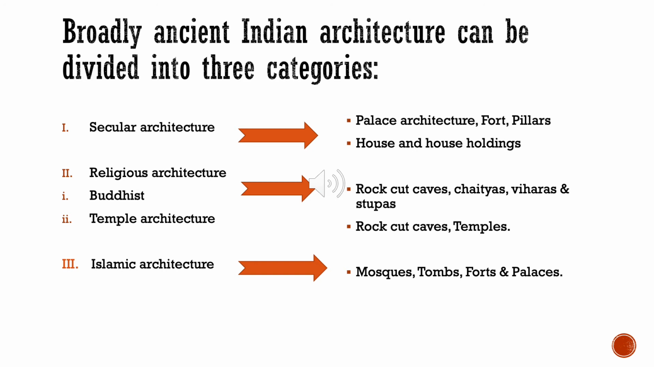One is secular architecture, in which we can see palace architecture, forts, pillars, house and householdings. Second is the religious architecture, which is subdivided into Buddhist and temple architecture, where we can see rock-cut caves, chaityas, viharas and stupas in the Buddhist architecture, and rock-cut caves and temples in temple architecture. And third is the Islamic architecture, of course, where we can see mosques, tombs, forts and palaces.